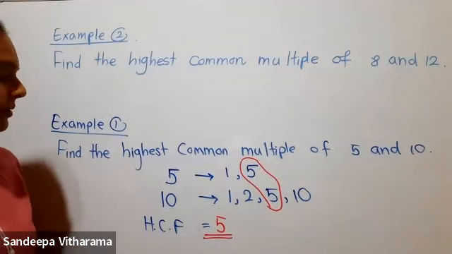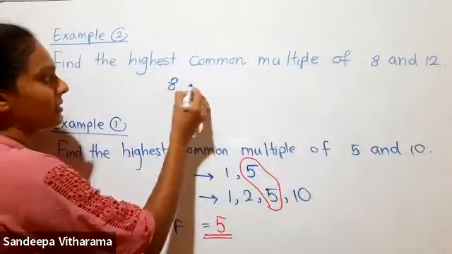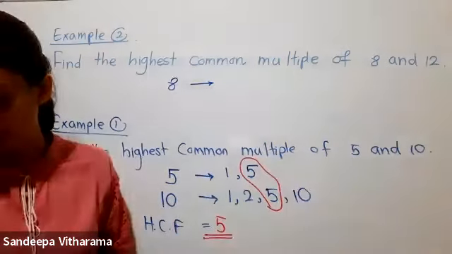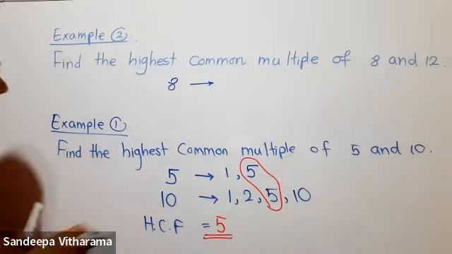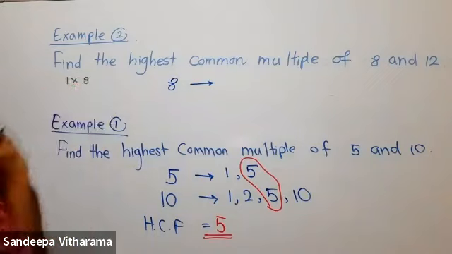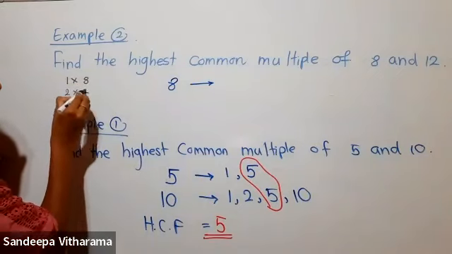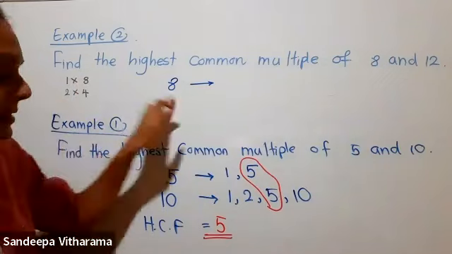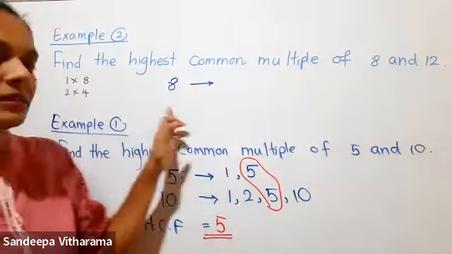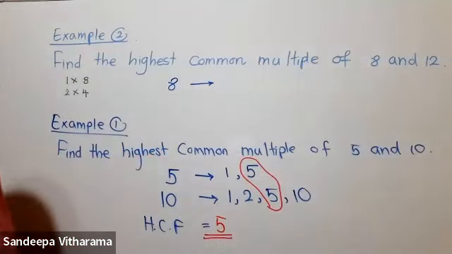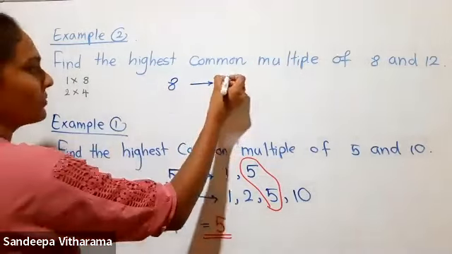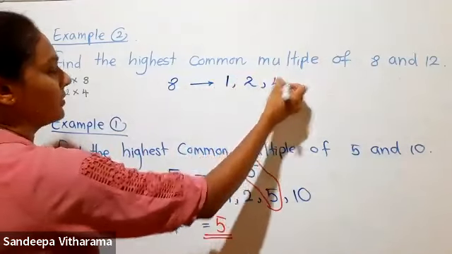How do we do this? We have to write the factors of 8. Can you list out the factors of 8? Well, 8 can be obtained by 1 into 8, then 2 into 4. Is there any other method to obtain 8? No other way. So the factors of 8 are 1, 2, 4 and 8.